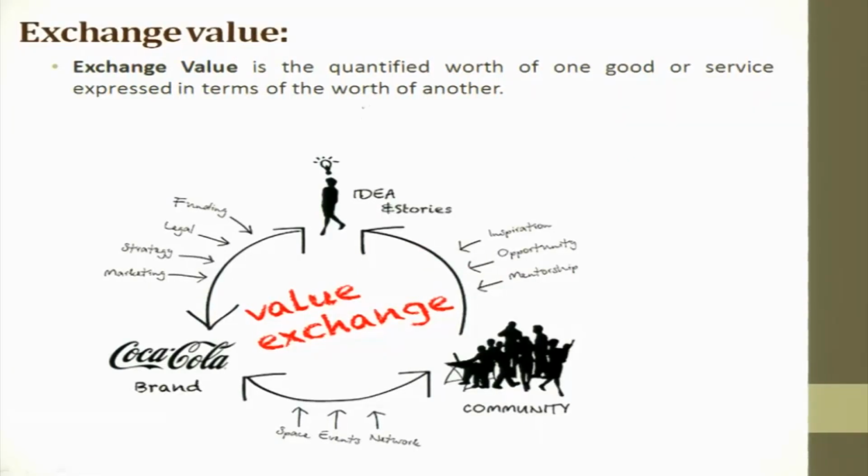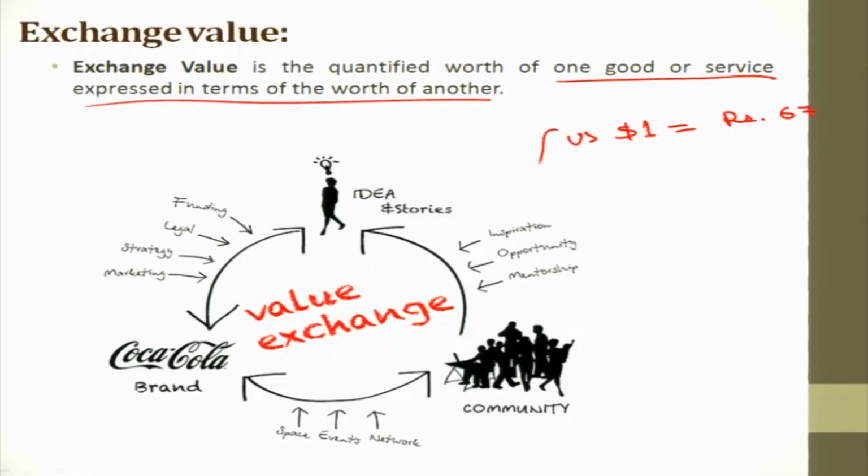Exchange value is the quantified worth of one good or service expressed in terms of the worth of another. For example, in the business of foreign exchange, the value of each currency is in terms of the value of another currency. We say US $1 is equal to rupees 67. This is the exchange value. So this creates an exchange value or exchange rate for each major currency relative to the benchmark currency. This is the benchmark currency, US $1. The exchange value does not always need to be expressed in monetary terms.